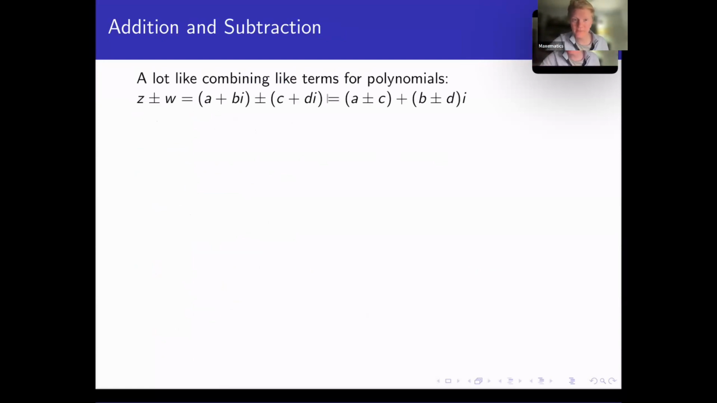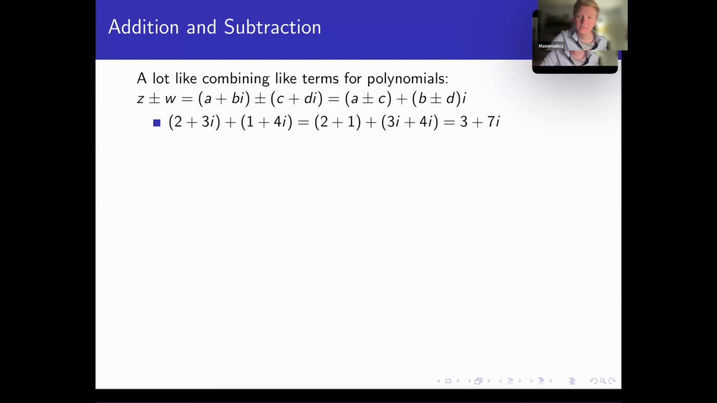So kind of thinking about this as combining like terms, you add all the constants together, you add all the x's together, all the x squareds, and so on. So 2 plus 3i plus 1 plus 4i, we are going to add 2 and 1, and then separately add 3i and 4i. Well, 2 plus 1 is 3, 3i plus 4i is 7i.